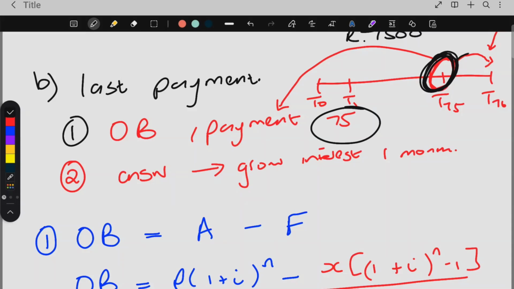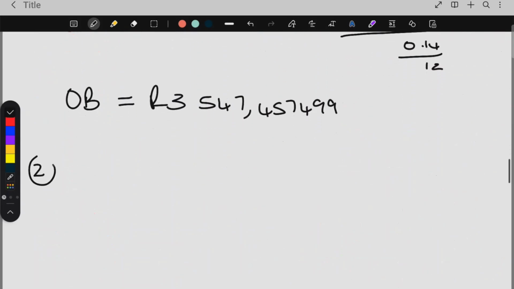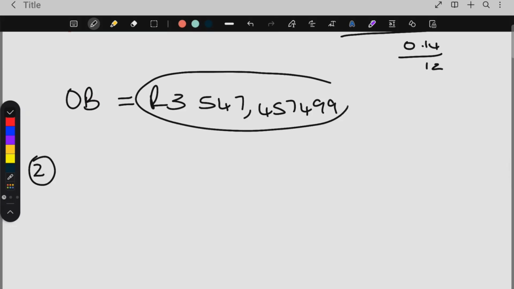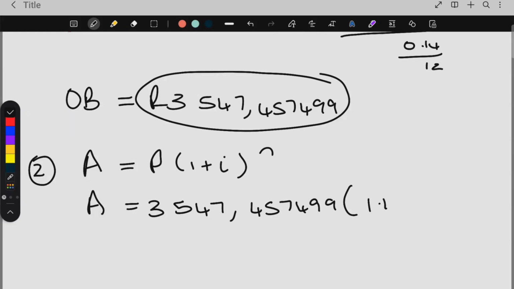But now the bank is still going to charge me interest for that 1 month. So I'm going to take step number 2. I'm going to take this answer and I'm going to grow the money. So I grow the money with the A formula because I'm not making payments. So P is now this outstanding balance that I got there. So P is now this. I'm not rounding off. And then I'm growing the money with the same interest over 12. And this is for one interval. So that is for 1 month.